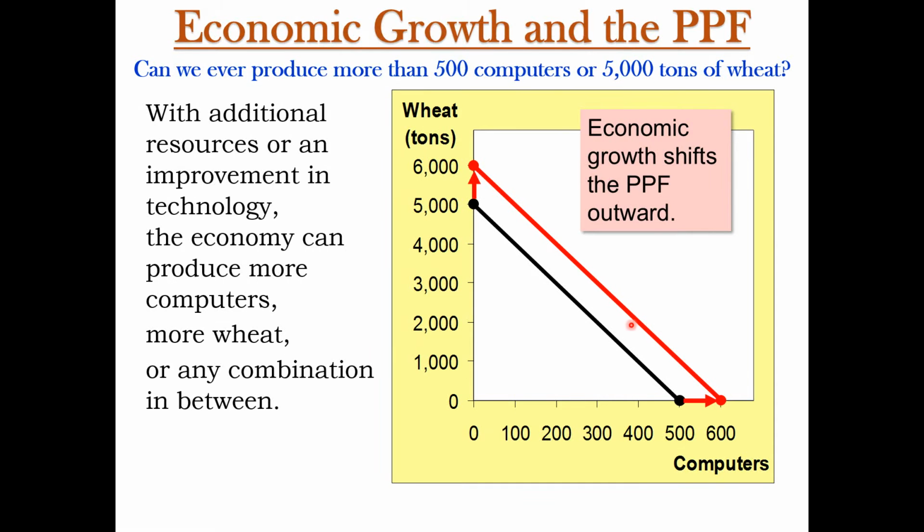Okay? What this new red line represents is economic growth, or the ability of our economy now to produce more goods and services, in this case, more wheat and more computers, which means our citizens can then consume more goods and services as a result of economic growth, which would increase their standard of living. So let's talk about that for a second.